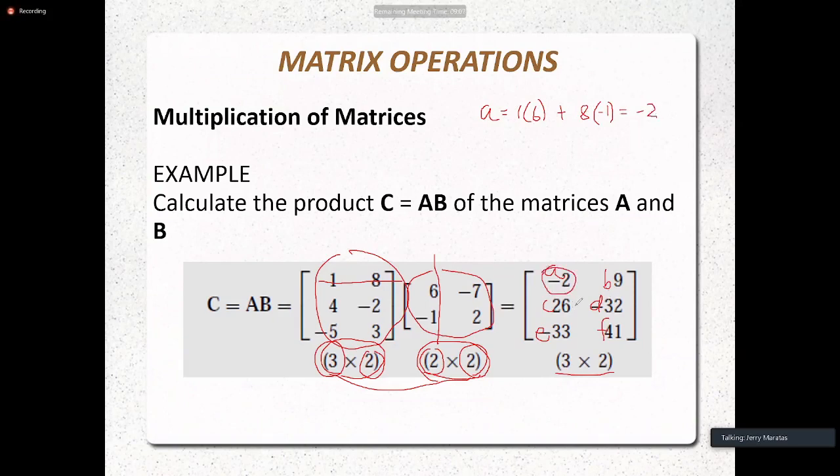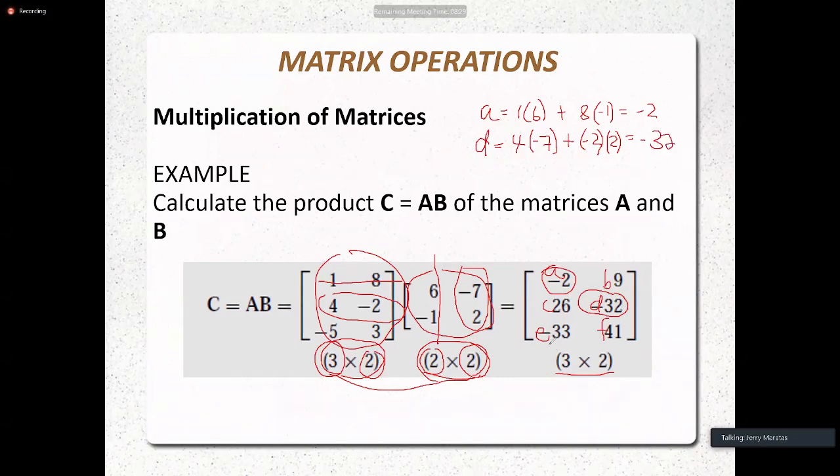Let's say D. D is located in the second row, second column. So we use the second row of the first matrix and the second column of the second matrix. It should be 4 times negative 7, plus negative 2 times 2. The result is negative 28 minus 4, that should be negative 32. So that's how to get this one.